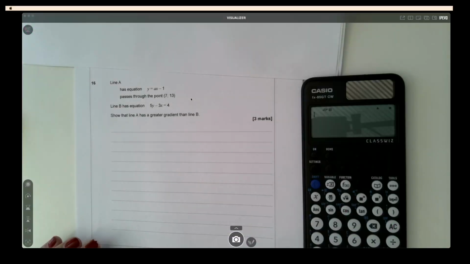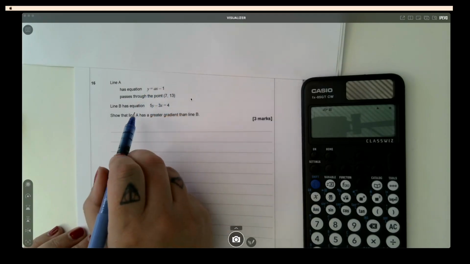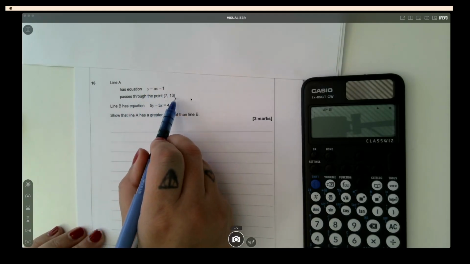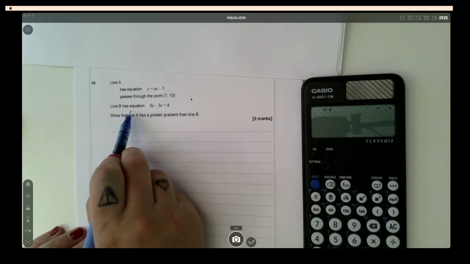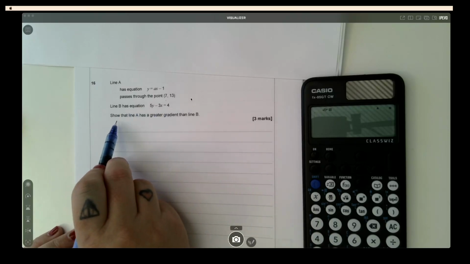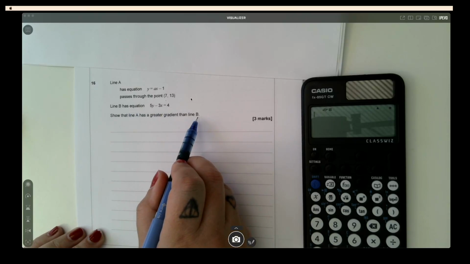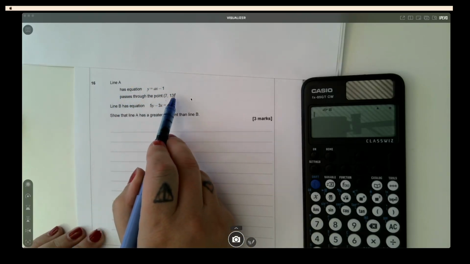Question 16. Line A has equation y equals ax subtract 1, and it passes through the point 7, 13. Line B has the equation 5y subtract 3x equals 4. Show that line A has a greater gradient than line B. So let's focus on line A to start off with.